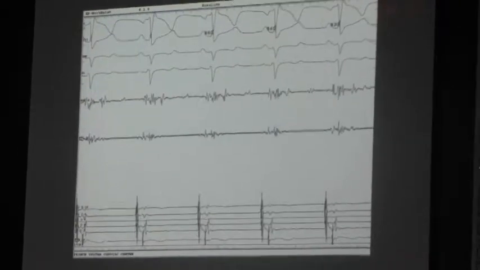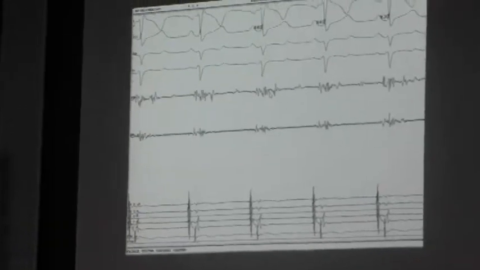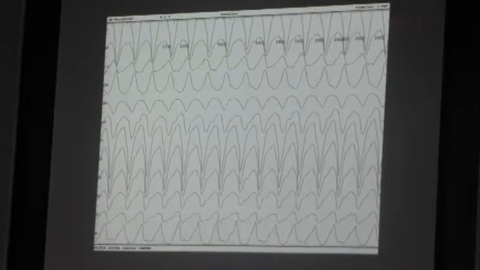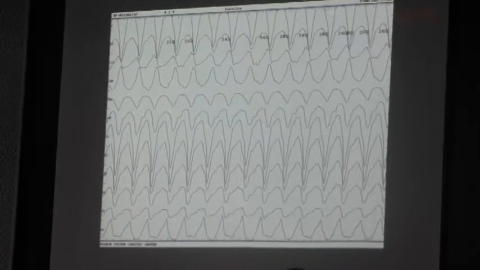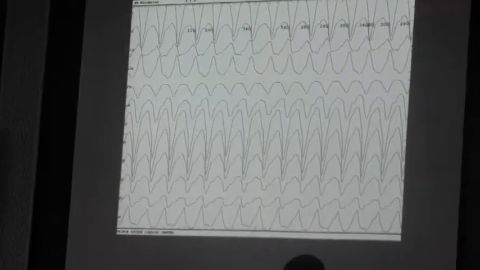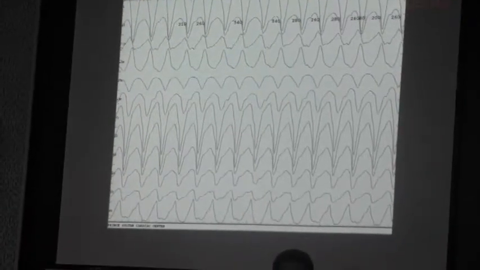So this is another example of late potential from this patient from another location. And this is the ventricular tachycardia. If you ignore lead one, which has been inverted, switching the right and left, the precordial transition is identical to the clinical VT.